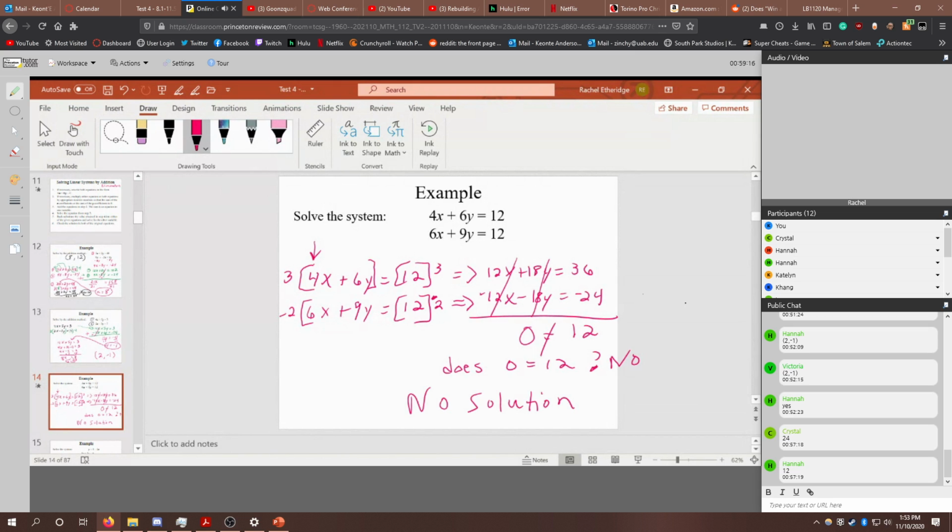So when you solve one of these equations, if everything on one side cancels out to 0 and the other side gives you something besides 0, that's no solution. If everything cancels out to 0, or these two sides are equal, that's going to be the infinitely many solutions, or infinite number of solutions. That's where you actually have the same line. So remember, if the two sides are not equal, you get no solution. If the two sides are equal, you get infinitely many solutions.